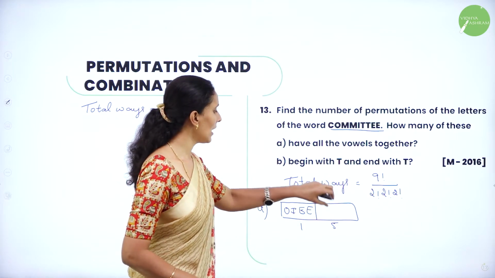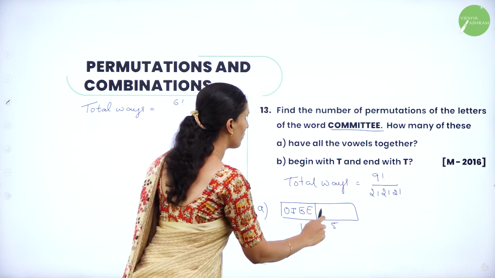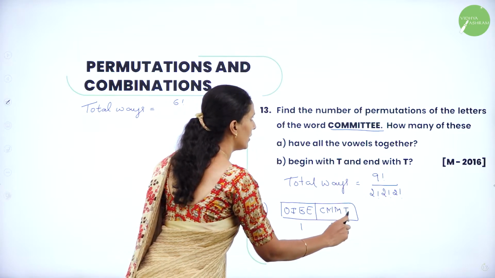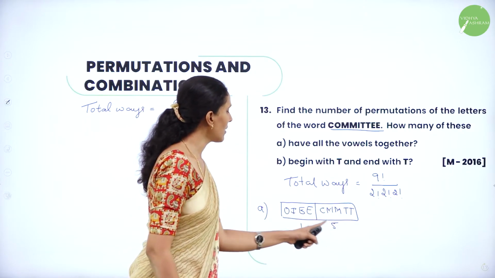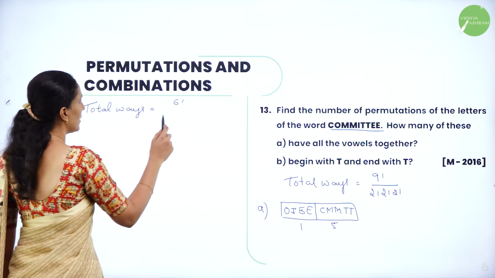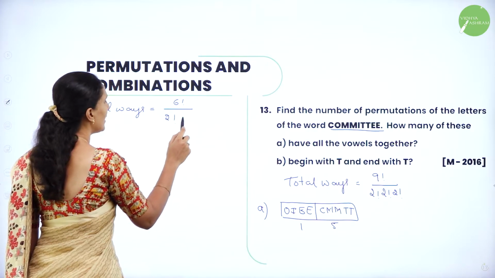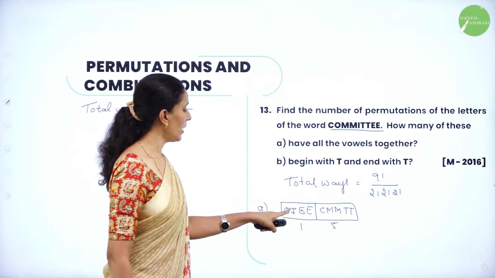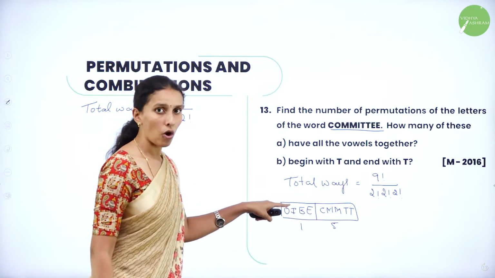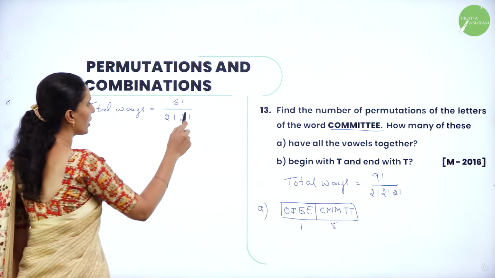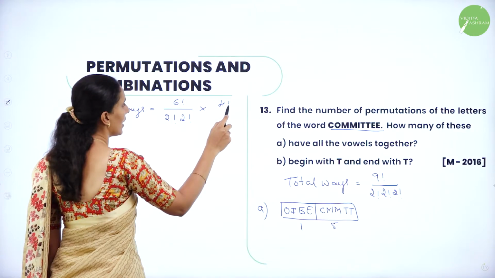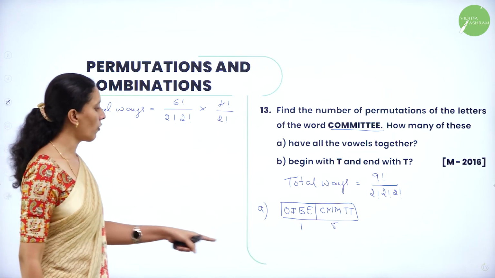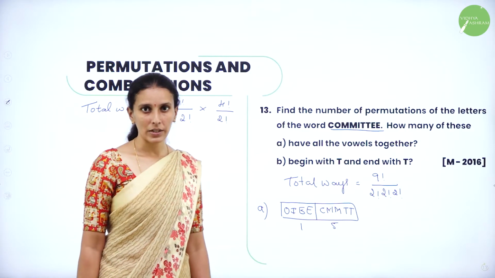Under the remaining letters, 5, what are the remaining letters? Here we have C, M, T, T. So from these remaining letters, we have M repeating 2 times and T repeating 2 times. Now coming to this unit, if you rearrange, their order will also change. So therefore here we have 4 letters, in that E is repeating 2 times. So this is the total number of ways for all the vowels together.